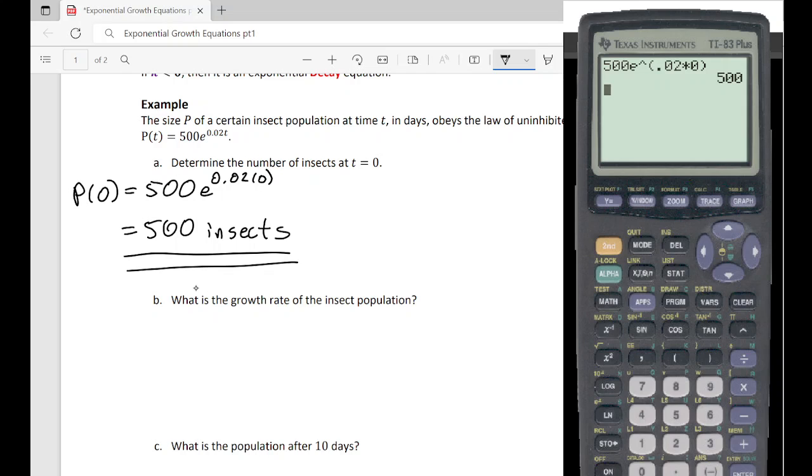So knowing this, what is the growth rate of our insect population? Our growth rate is k. And k is the number in front of t in our exponent, which is 0.02. But we want the growth rate, so we're going to multiply our 0.02 by 100. And we can say that our growth rate here is 2%.